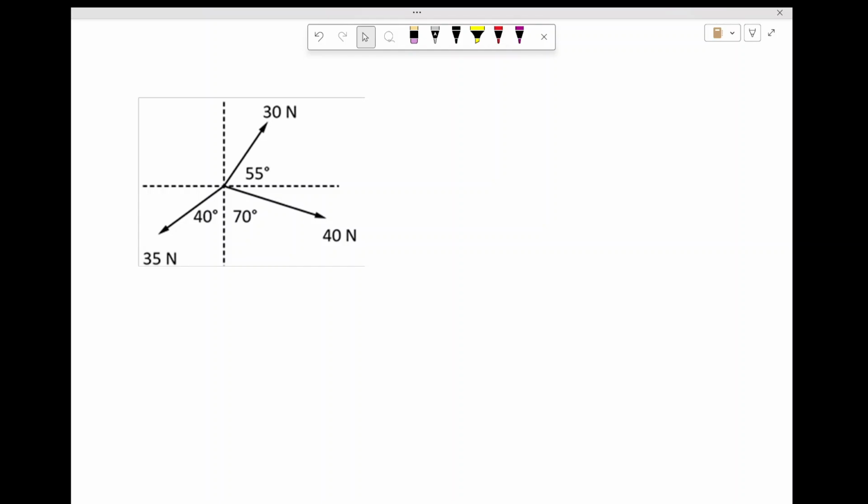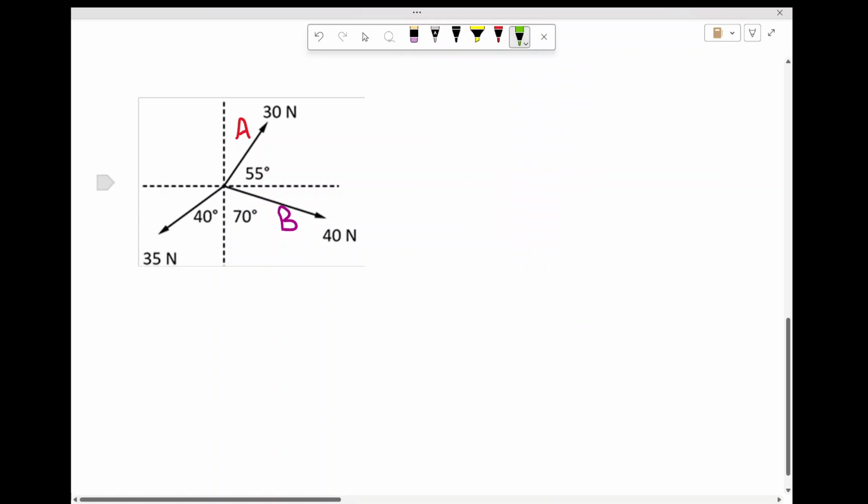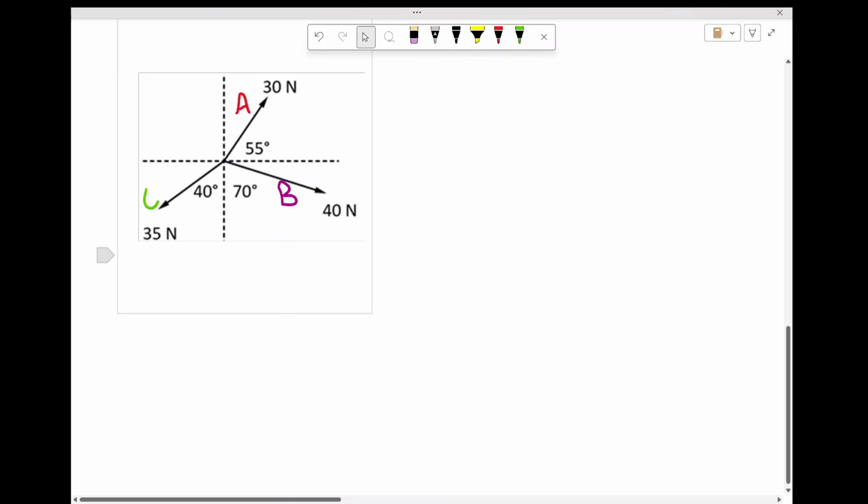I'm going to use some colors. So we're going to call this A. We use purple, this will be B, and then green sounds good. This will be vector C. So we're trying to add A, B, and C, and when we find each of their components, we can then add FxA, FxB, FxC together and bring it all together once we're done with that.